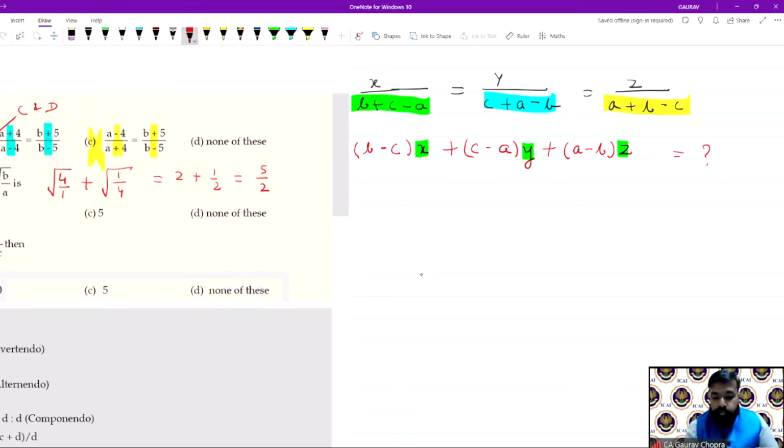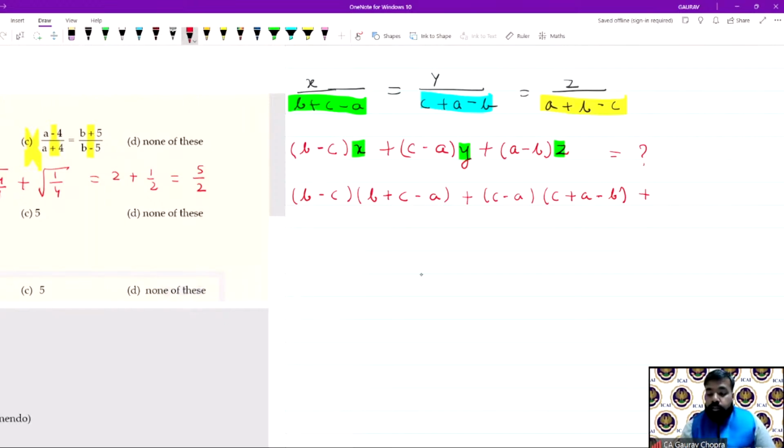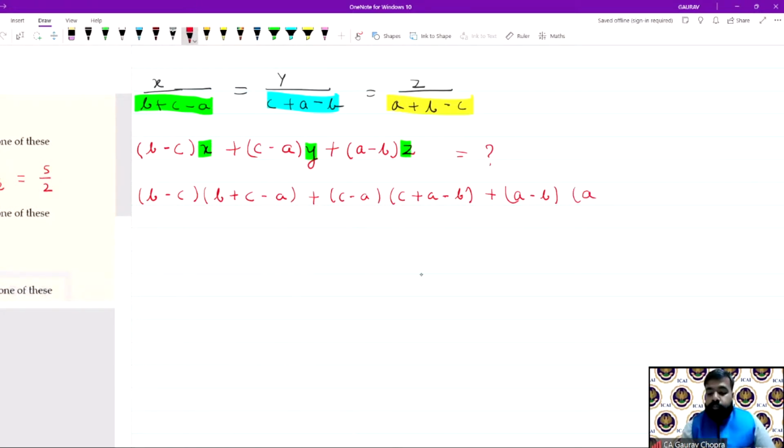So let us put, so B minus C into B plus C minus A plus C minus A, and here it is C plus A minus B. Then you are getting A minus B and then A plus B minus C. Now on multiplying, we are getting B square, then B into C is BC, then we are getting B into A is AB.